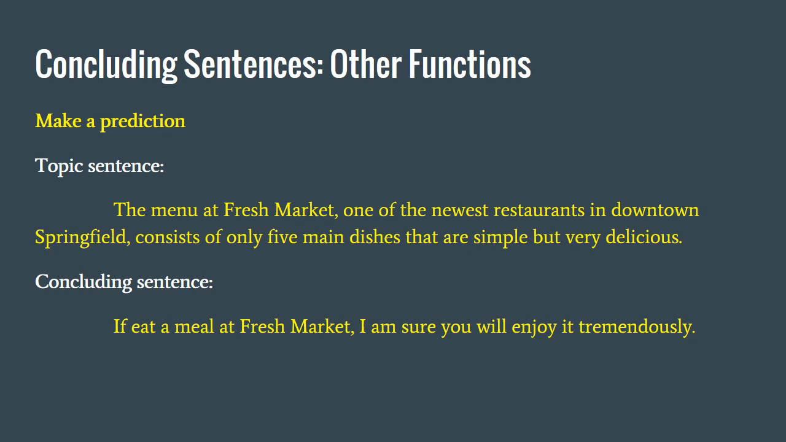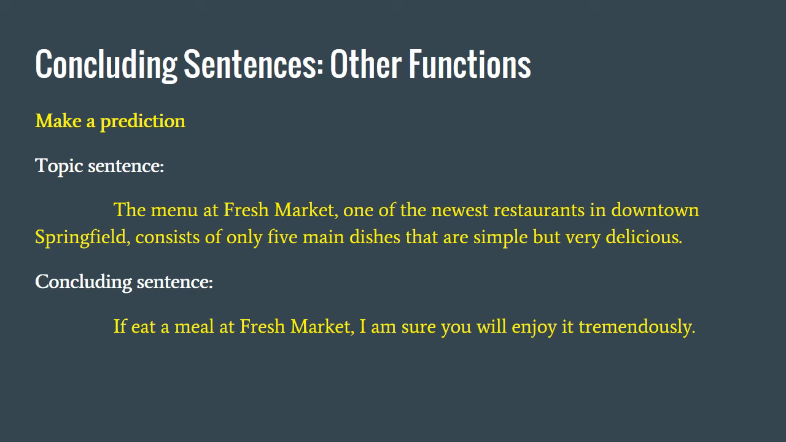Okay, the final function of a concluding sentence: make a prediction. What is a prediction, you may ask? Well, a prediction is just telling the future. What do you think is going to happen in the future? No one really knows, so we can only predict. A topic sentence example: The menu at Fresh Market, one of the newest restaurants in downtown Springfield, consists of only 5 main dishes that are simple but very delicious.